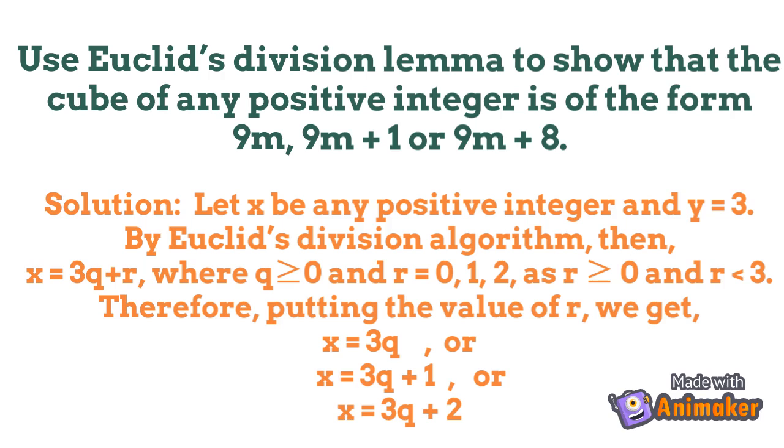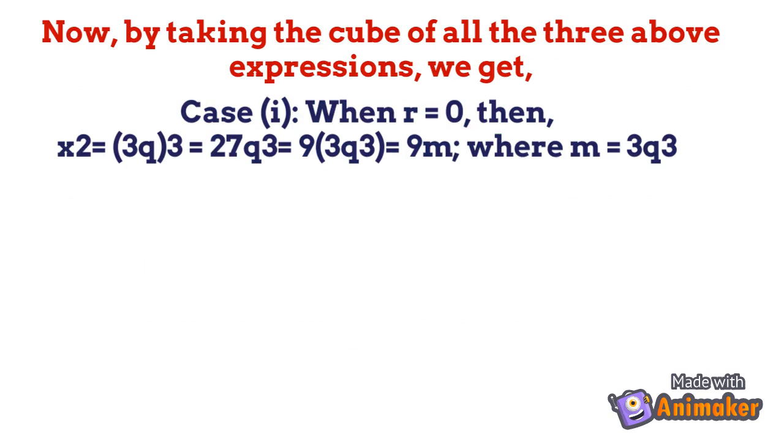That is when a and b are two real numbers. Now by taking the cube of all the three above expressions, in our case we get, in our first case, r equals 0, then our expression is 3q for x. So if we convert x to x cube, then 3q will be 3q whole cube. So the result will be 27q cube.